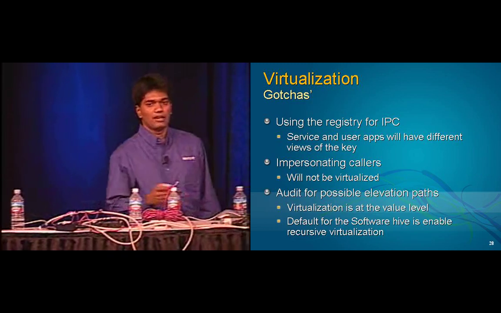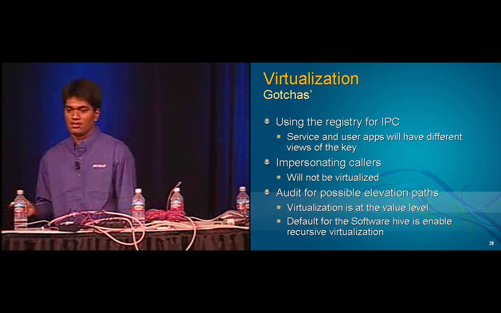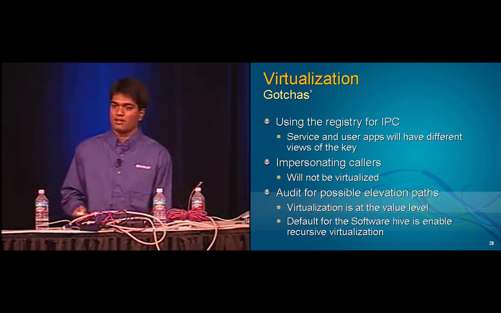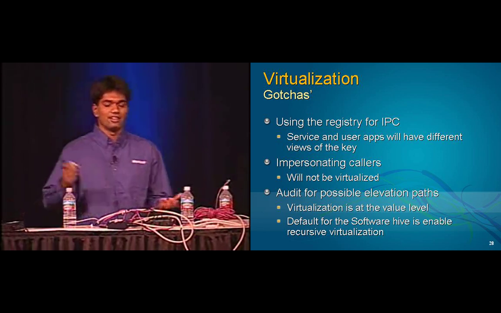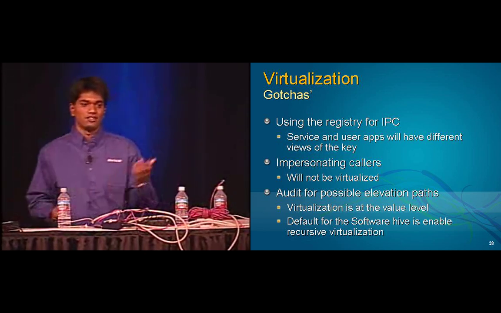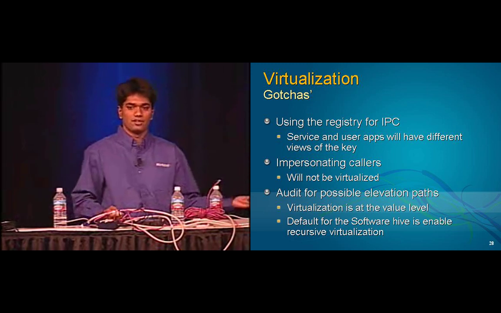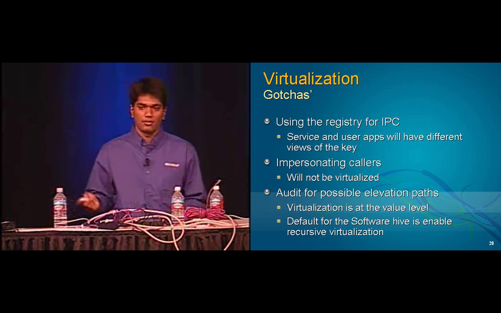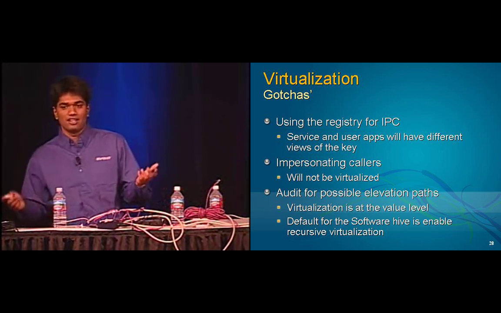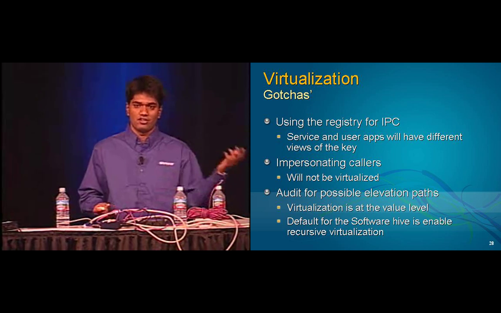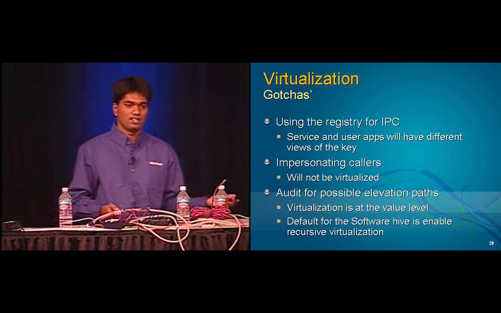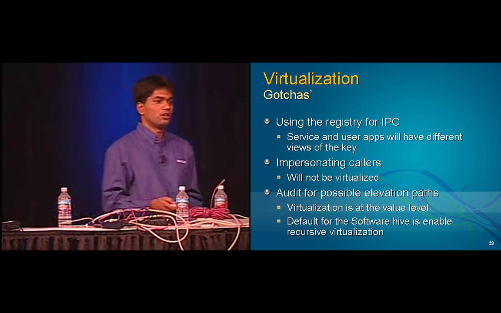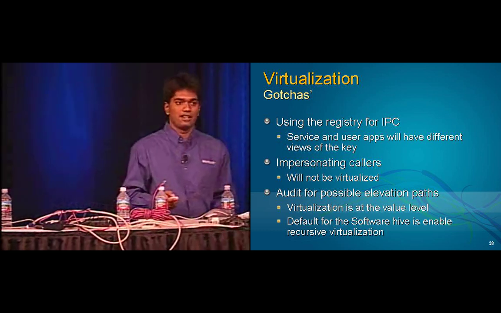A few things every developer should be aware of when using virtualization. First is using the registry for IPC. A classic scenario here is having a service and a front-end client application. A service is usually running in a service account like local service or network service, and your client app is running in a standard user account. A good example of this scenario would be an antivirus service, which is responsible for downloading the latest virus signatures, and your client app, which actually initiates the download process. So a user might say, okay, go download the latest antivirus signatures.